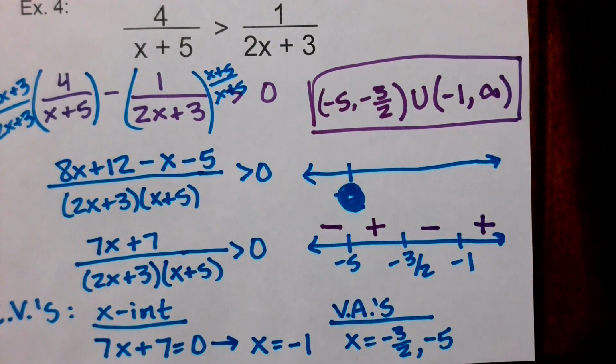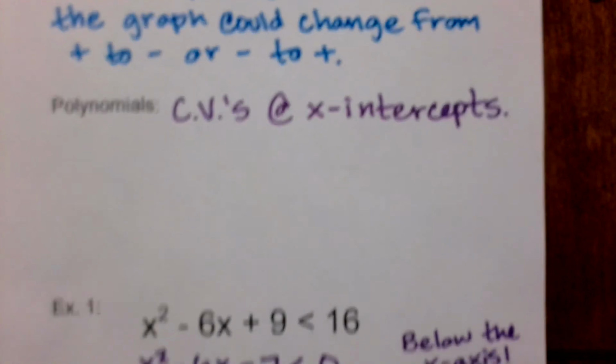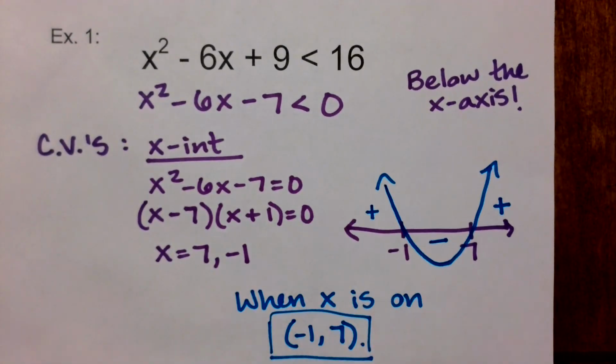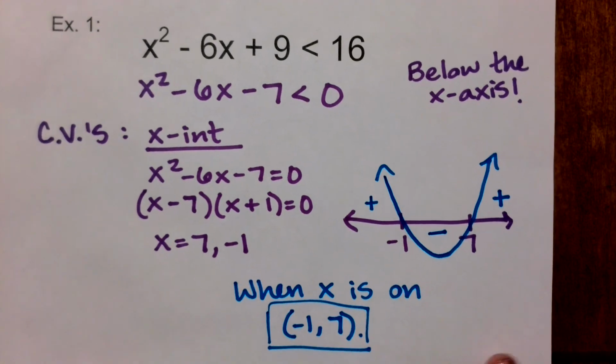But just a reminder that when we were dealing with our linear inequalities, we were just looking for critical values at x-intercepts. So we just had to find x-intercepts and then use end behavior and bounce or cross to graph it and see where it's above and below.